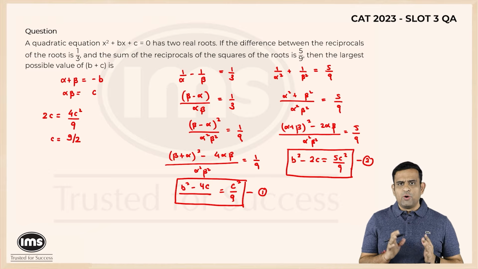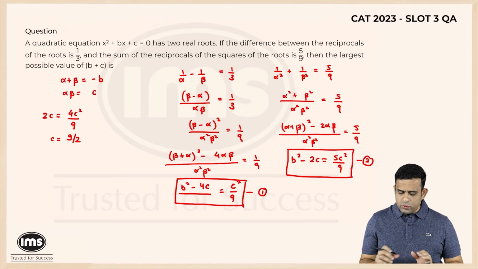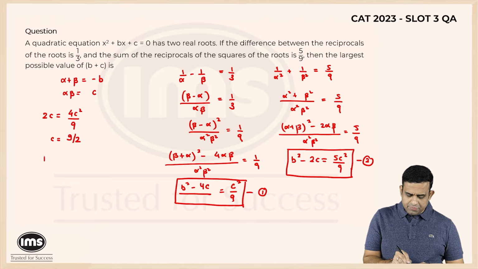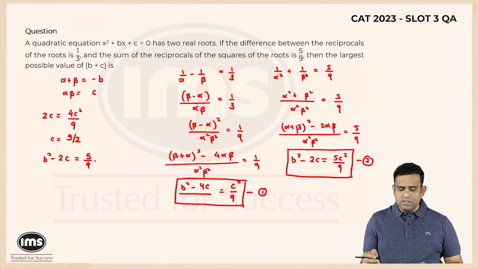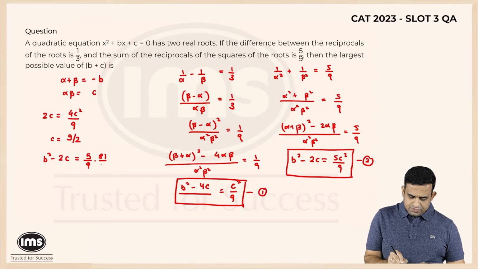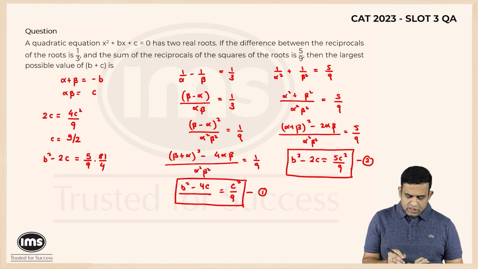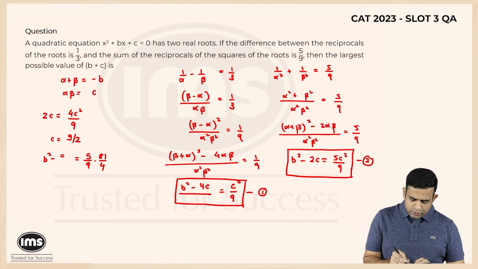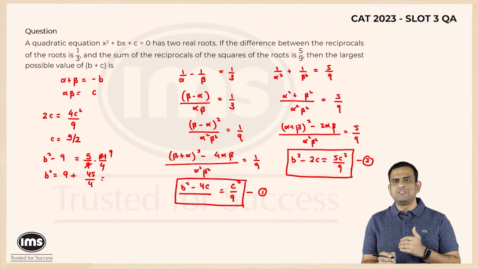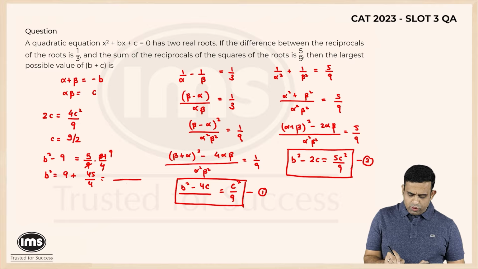Now once you get the value of c to be 9 by 2, we can use any of the equations, maybe b square minus 2c is equal to 5c square by 9. So 5 by 9 into c square is nothing but 81 by 4, because c is 9 by 2. The term 2c would become 9. So the value of b square would become 9 plus this particular term, which if I simplify to some extent, will become 45 by 4. Now what is 9 plus 45 by 4? It will be nothing but 4 in the denominator.